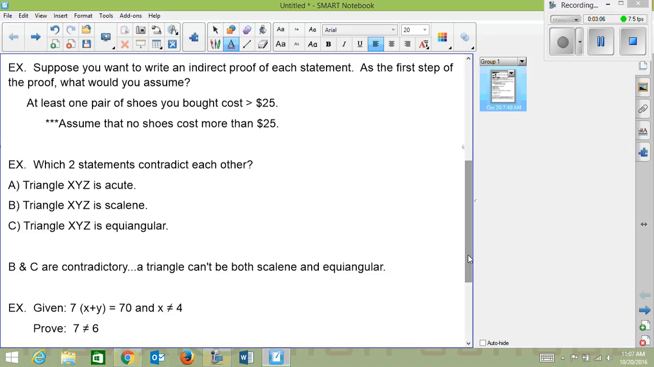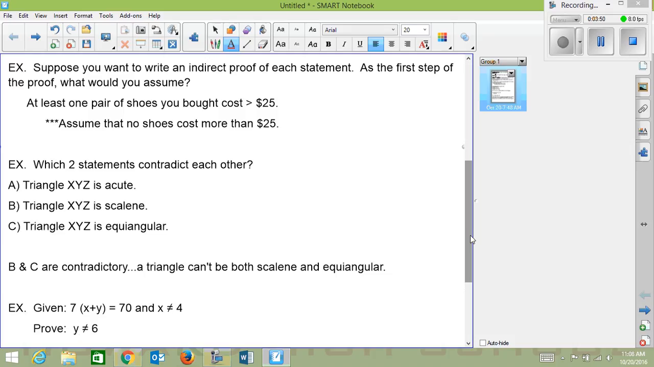So for my next example, I have an actual indirect proof here and how you go through it. My given information is that 7 times (x plus y) equals 70. And I'm also saying that x cannot equal 4. You cannot plug 4 in there. Then I need to prove that y does not equal 6. Well, if I'm plugging 4 in there, y would have to be 6, right? So if I'm saying x can't be 4, then obviously y can't be 6, but I need to go through the thought process of how I'm going to prove that.